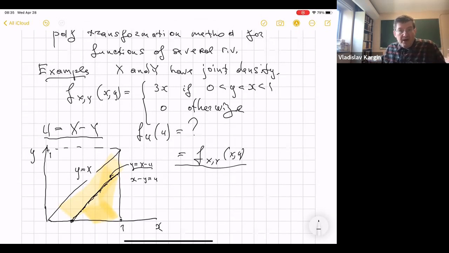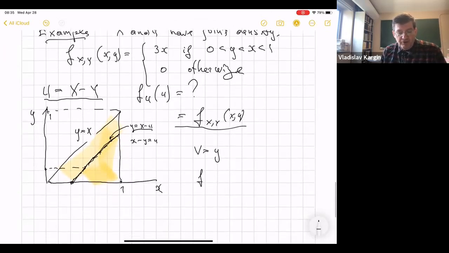The way out here is to introduce some additional variable, something like a variable v, which may be equal to x, or maybe equal to y. And then write the joint density f_UV of u, v. This is the new thing.